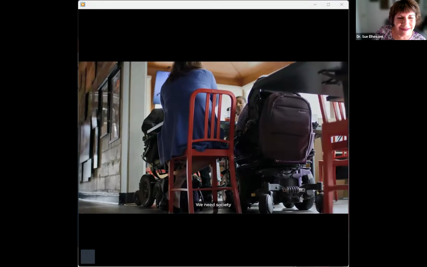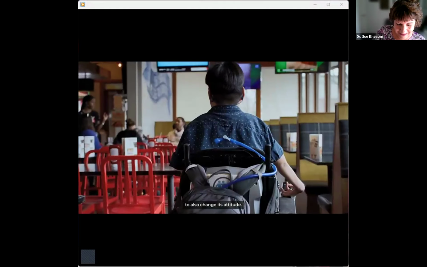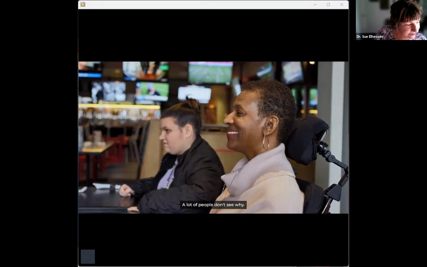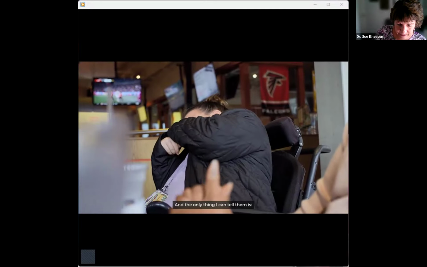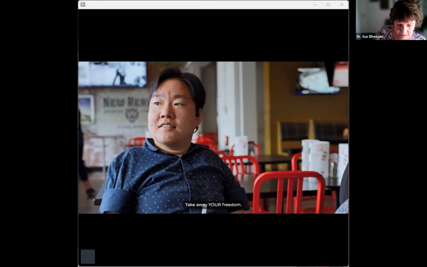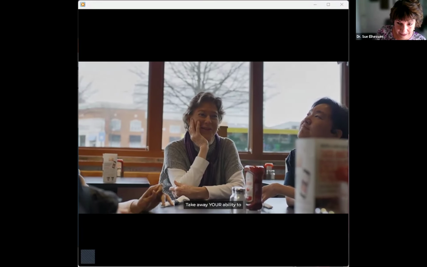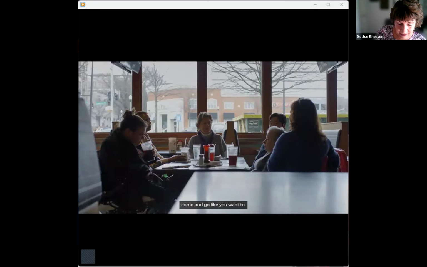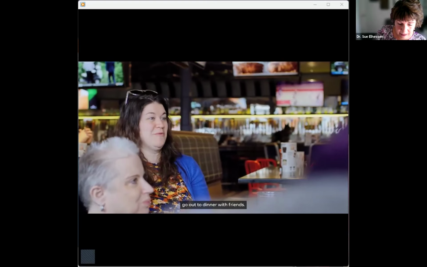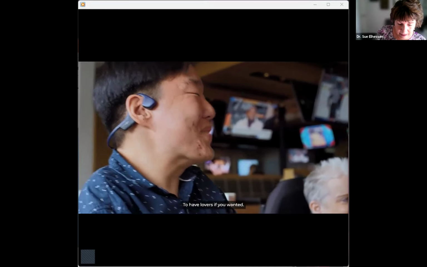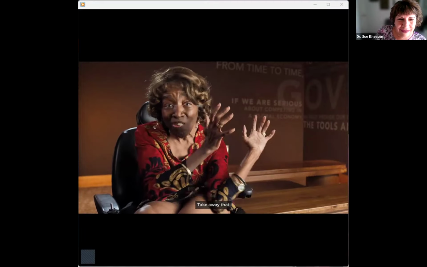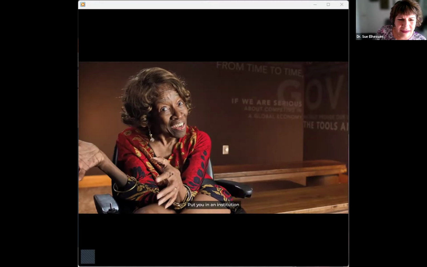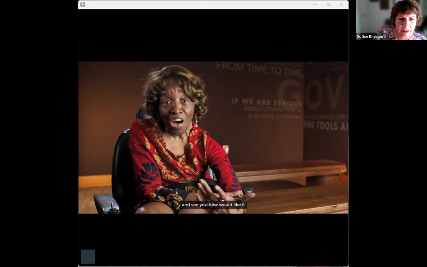We need society also to change attitude. A lot of people don't see why, and the only thing I can tell them is take away your freedom, take away your ability to come and go like you want to, take away your ability to go out to dinner with friends, to have lovers if you want, whatever. Take away that, put you in an institution and see how you would like it.